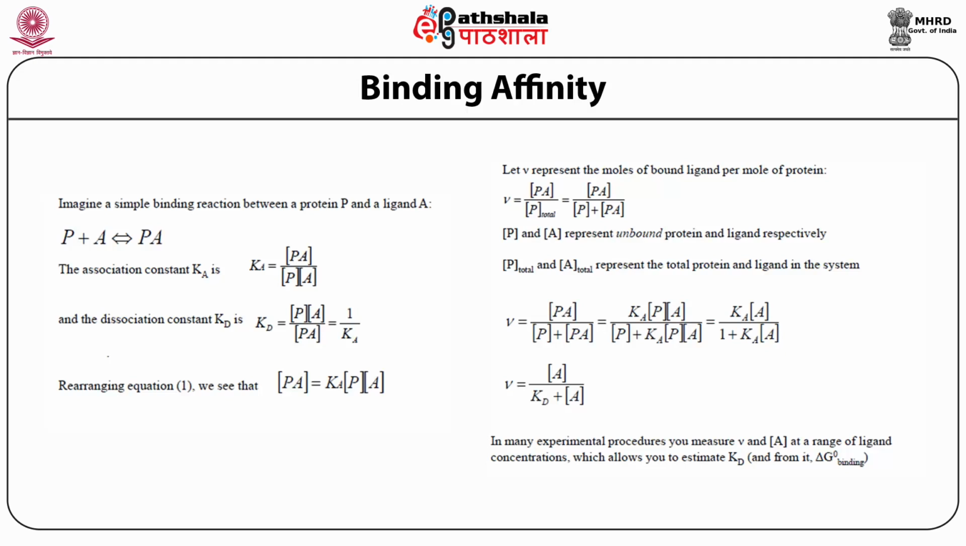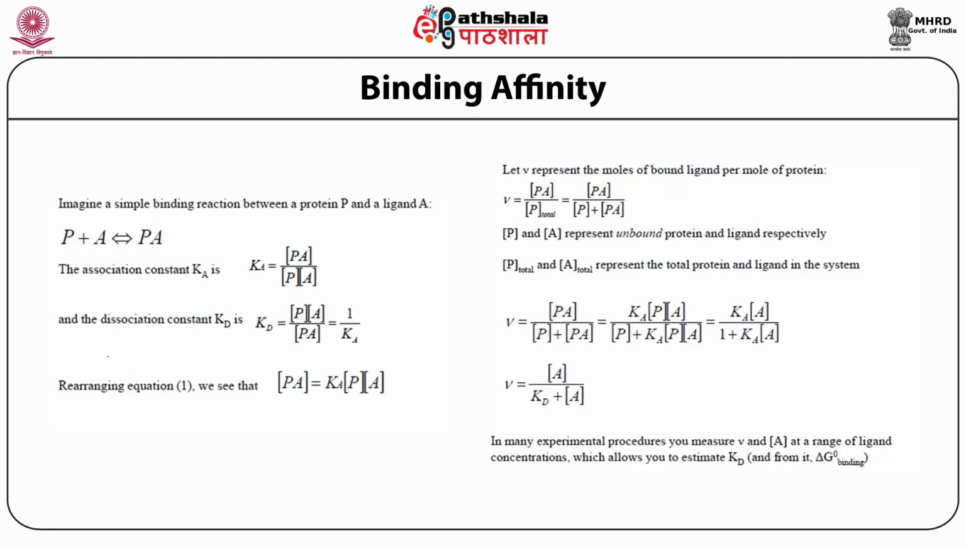The association constant Ka is given as the concentration of the PA complex divided by the concentration of P and the concentration of A, and the dissociation constant Kd is the reverse of the same equation, that is 1/Ka. Rearranging this equation, PA equals Ka times P times A. V represents the moles of bound ligand per molecule of protein, so V equals PA/P total, which equals PA/(P + PA). The concentrations of P and A represent unbound protein and ligand respectively. Protein total and ligand total represent the total protein and ligand in the system.